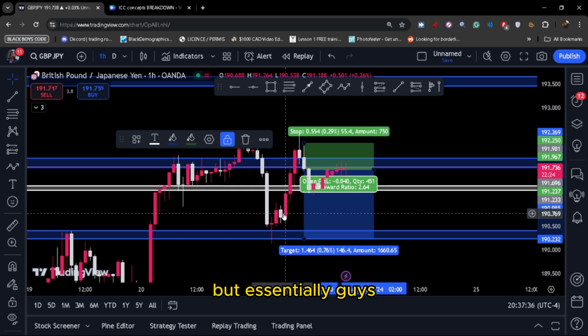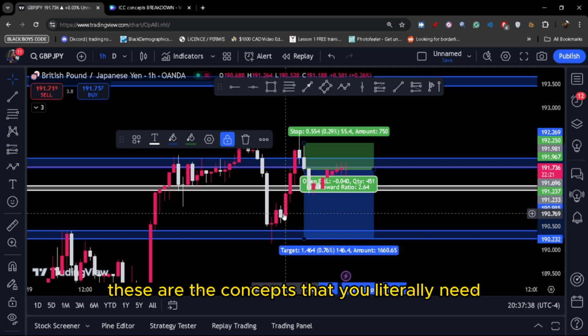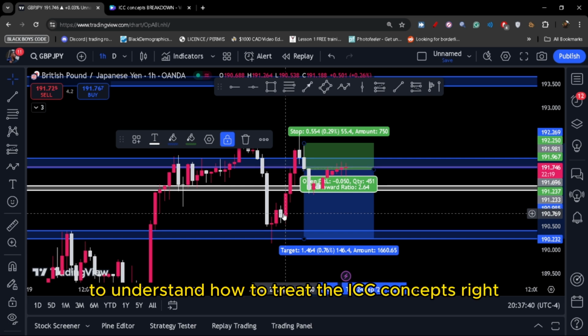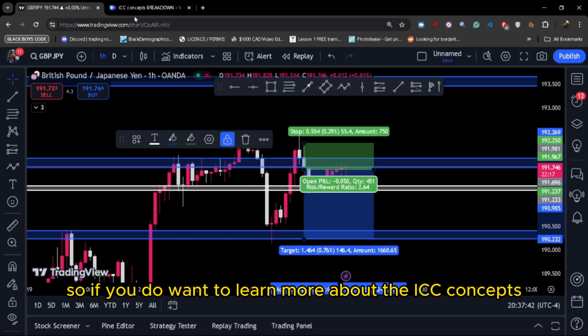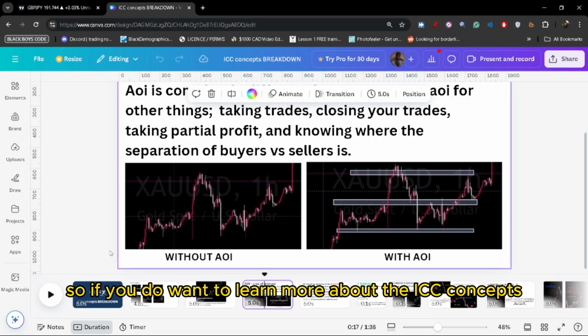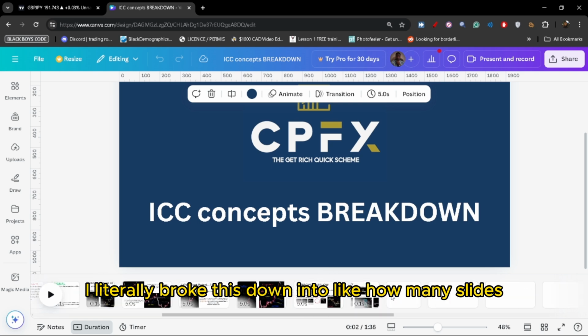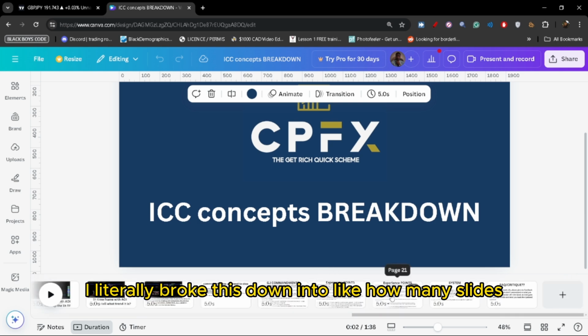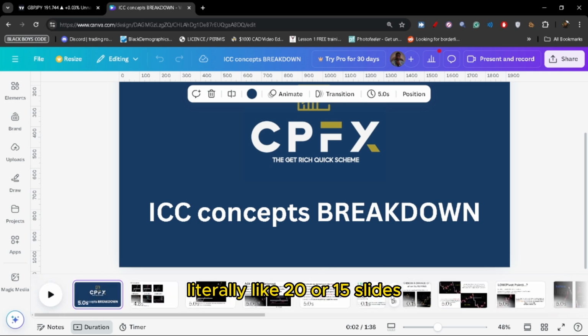But essentially, guys, these are the concepts that you literally need to understand how to trade the ICT concept, right? So if you do want to learn more about the ICT concepts, I broke this down into, how many slides, like 15 or 20 slides.